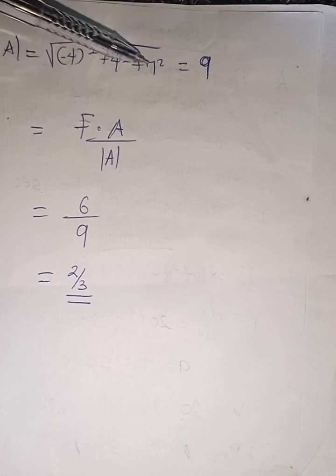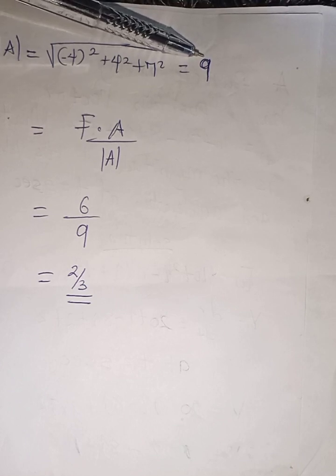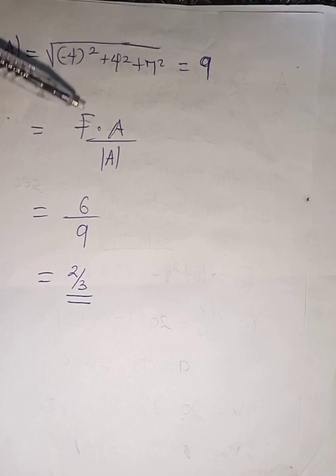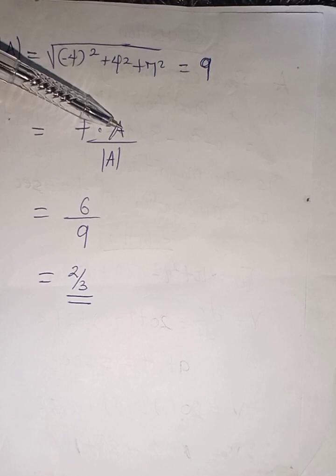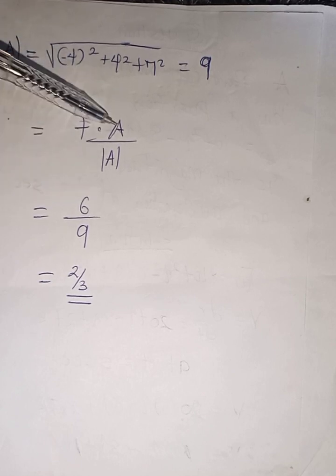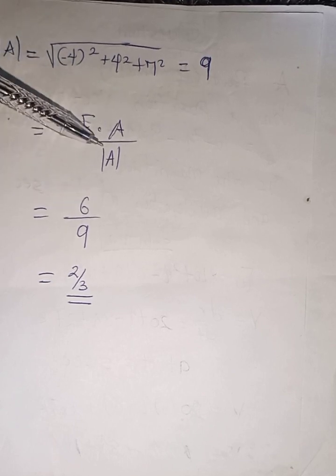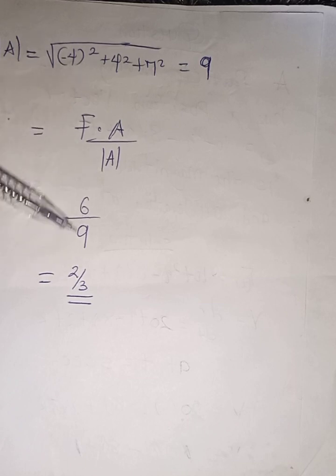Then plus 4 squared plus 7 squared, we're going to have 9. That's our answer. So F dot A divided by the magnitude of A: F dot A is 6, and the magnitude of A is 9. So 6 divided by 9, we're going to have 2 over 3. That is the solution to the question.